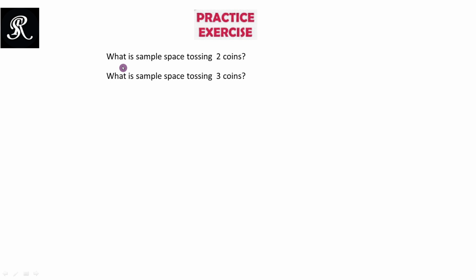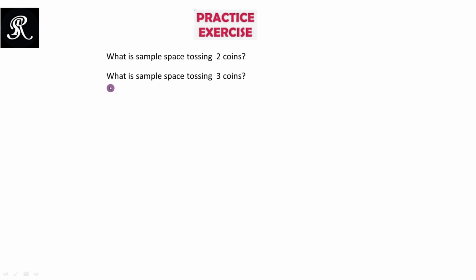Here the first question is, what is the sample space for tossing two coins? I have already discussed this in a previous video, how we can draw a sample space of the experiment of tossing a coin twice. And there we have discussed in detail the Venn diagram and the tree diagram for the experiment of tossing a coin twice. I hope you can solve the first question.